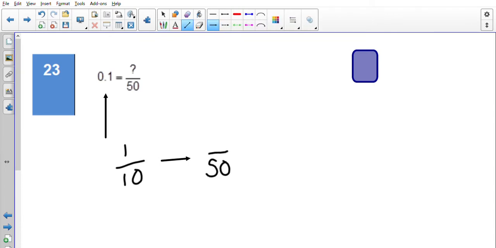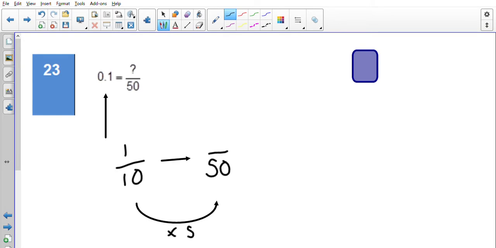So I need to look at this, I need to inspect the bottom here. How do I get from 10s to 50ths? Well, what I'm doing there is I'm multiplying by 5. 10 times 5 is 50. If I've done that to the bottom, it means I have to do that to the top. So I need to do 1 multiplied by 5. I'm doing the same thing to the top as I'm doing to the bottom. Okay, because it is an equivalent fraction, it is the same. I'm telling you what 0.1 as a fraction is as a fraction out of 50. So 1 multiplied by 5 is 5. So 0.1 is 5/50ths.